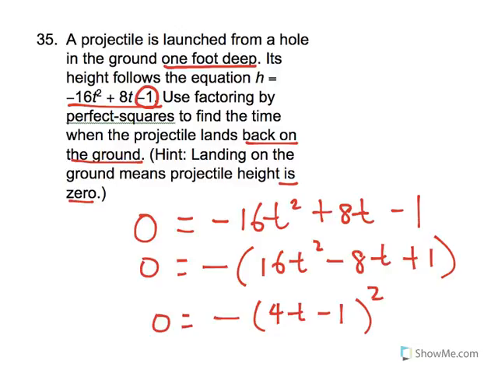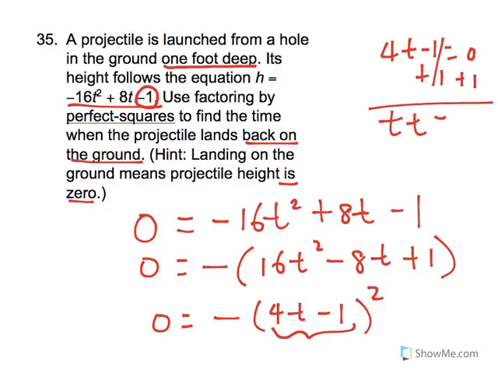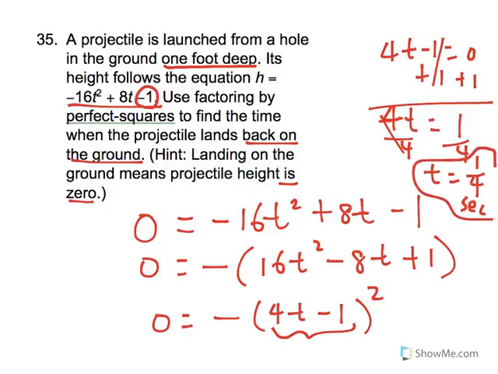So from here, we know that the only factor is 4t minus 1. So we will set 4t minus 1 equal to 0. And we need to add 1 to both sides. And we have 4t equals 1. Divided by 4, we have t is equal to 1/4 second. So the time is 1/4 seconds. That's how long it will take for it to go back to the ground.